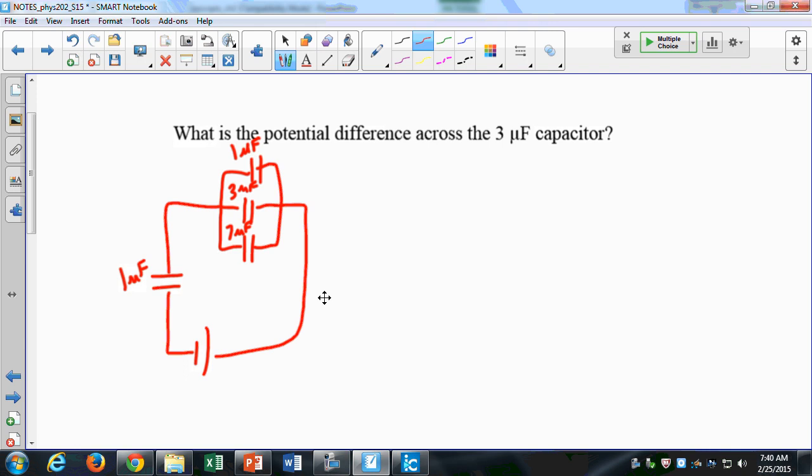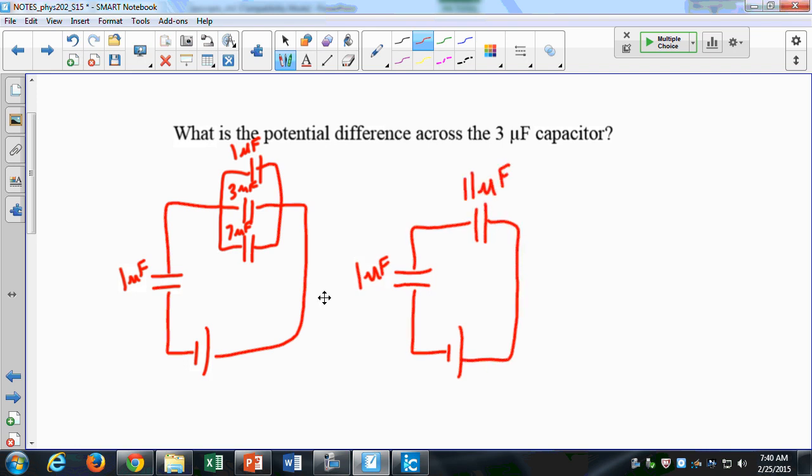In order to do that, I'll need to find out what is the charge on this capacitor, and then if I find the charge on this capacitor, that will also be the same as the charge on the equivalent capacitor. Let me write that down. Because series have the same charge. So this is my 1 microfarad capacitor. This is my 11 right here. Whatever charge I have here is also the charge that I have here. Those are going to be the same.